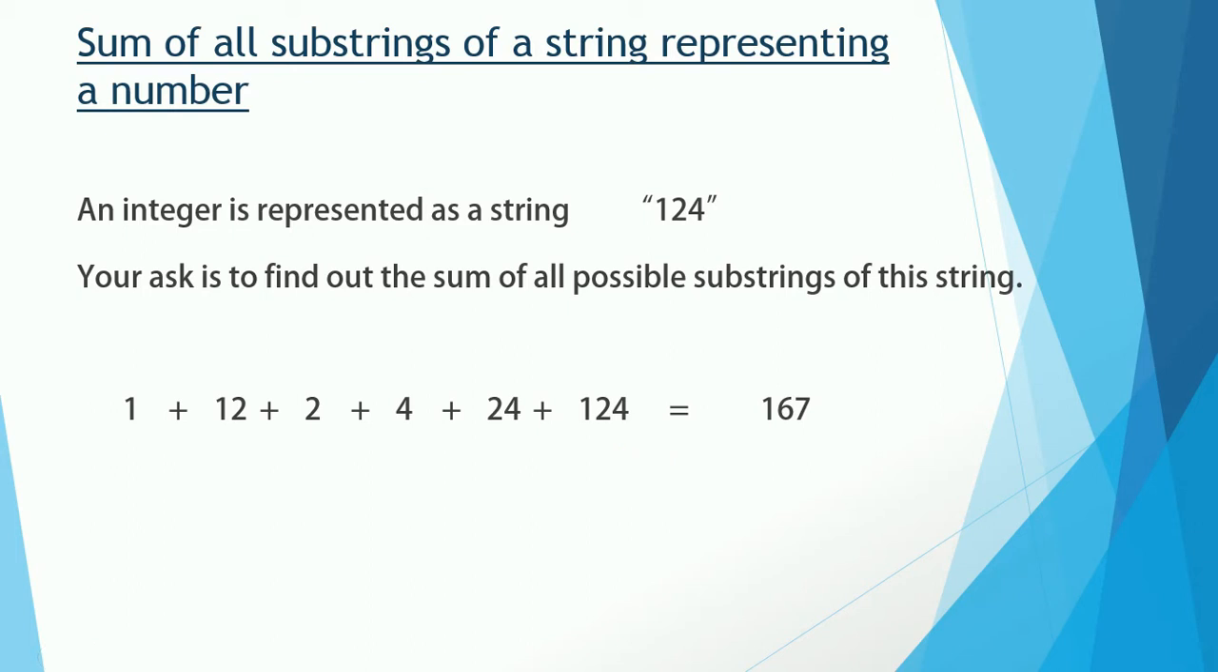I am assuming that the substrings are clear to you, and if you sum them up, you are going to get 167. Now this number 167 is what we are going to find out in our framework when we give 124 as an input, and we are going to construct a dynamic programming algorithm for it.